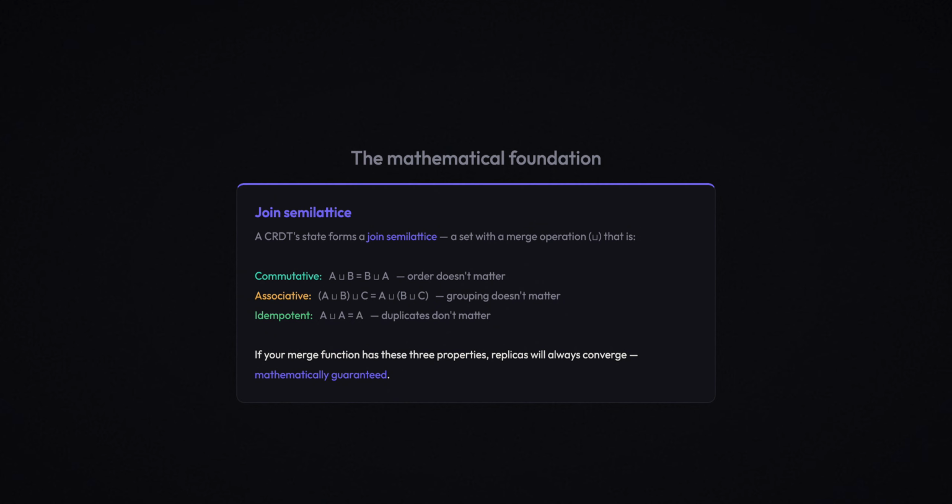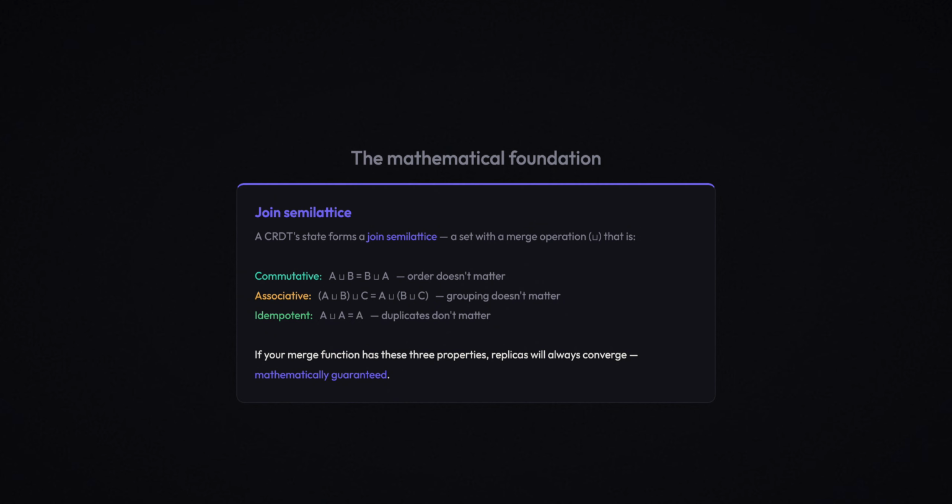Best of both worlds. Let's build CRDTs from scratch, starting with the simplest one: the G counter, a grow only counter. Here's how a G counter works. Imagine three nodes: A, B, and C. Each node maintains a vector, one slot per node in the cluster. Node A only increments its own slot. Node B only increments its own slot. Node C only increments its own slot.